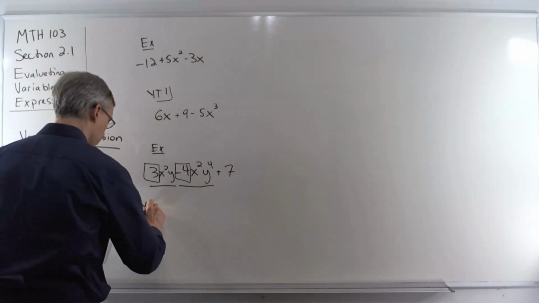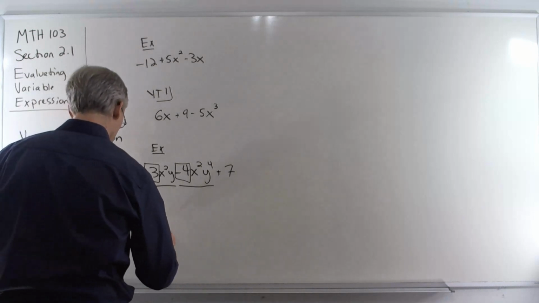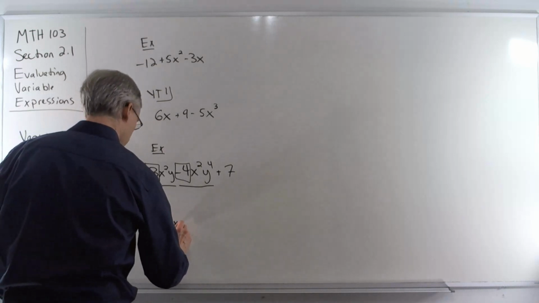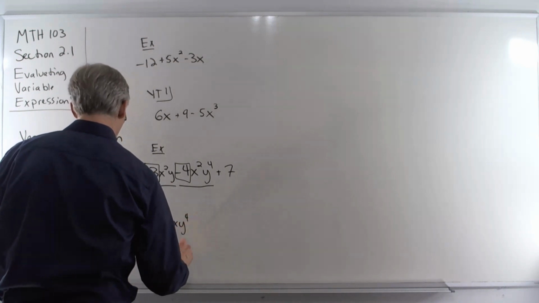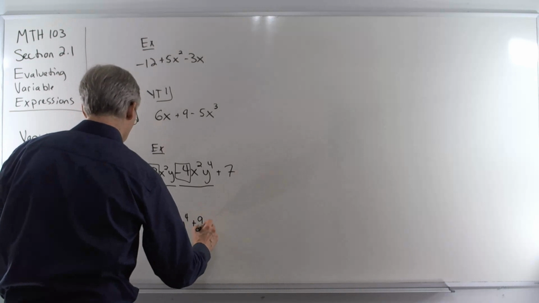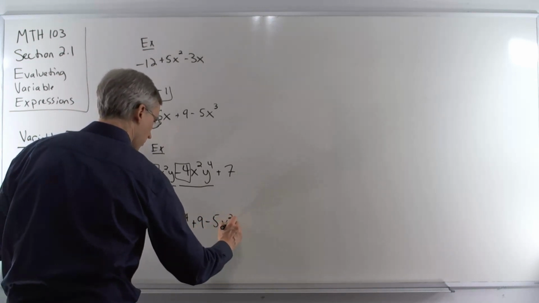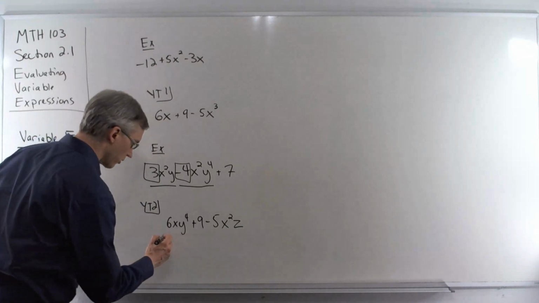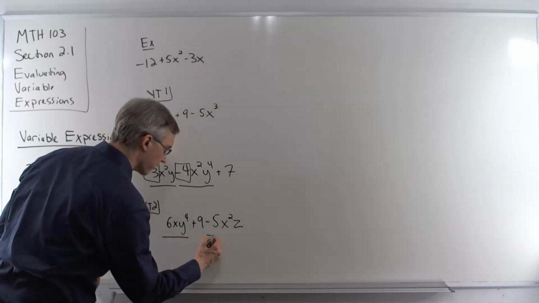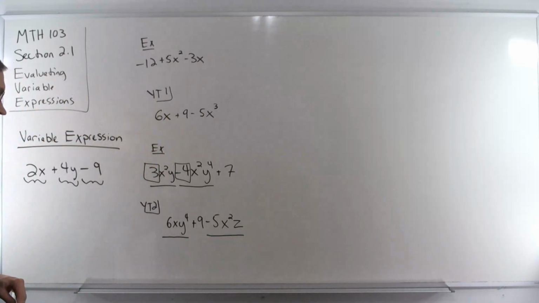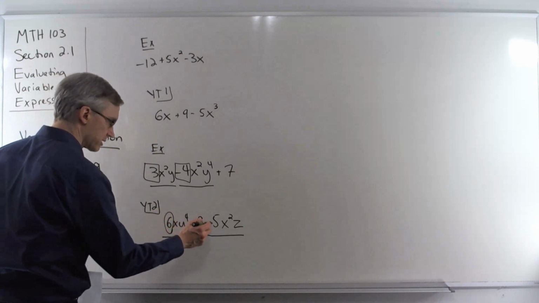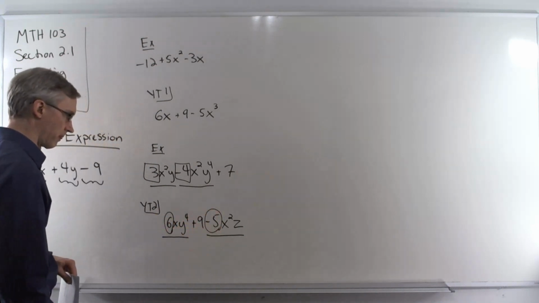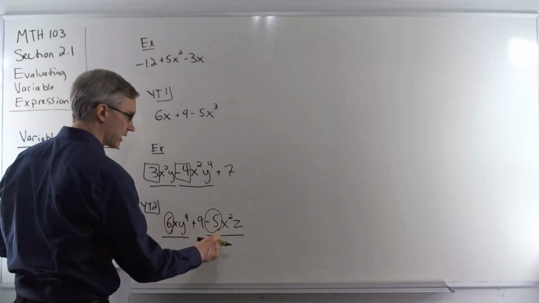Your turn, number 2. So our two variable terms will be 6xy to the fourth and negative 5x squared z. The coefficients are 6 and negative 5. And the variable parts are x y to the fourth, and x squared z.